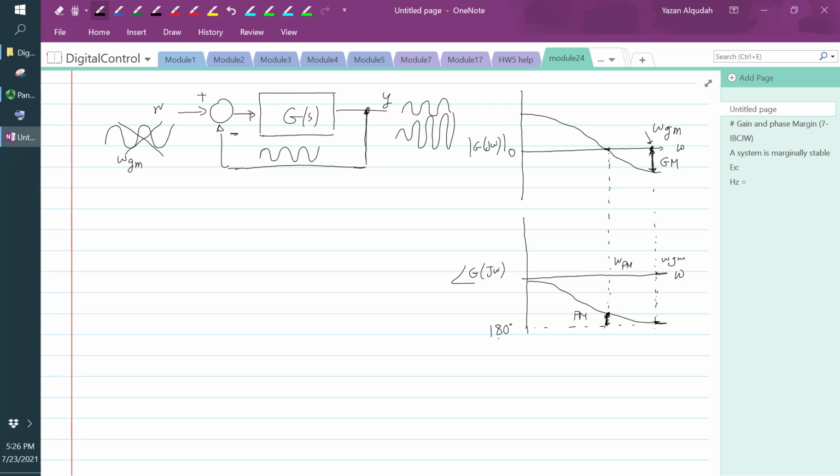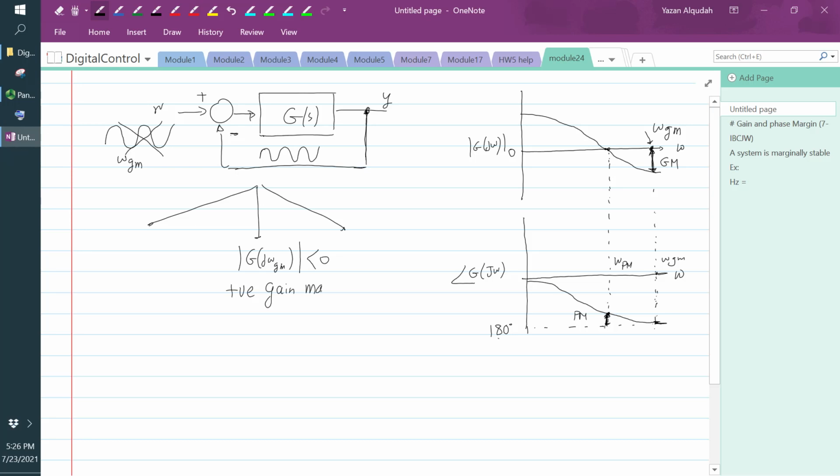So again, we have three cases of what could happen. We have a case when the gain is less than 0, so the gain G of j omega gm is less than 0. And in this case, we're going to have a positive gain margin. And in this case, the system is stable.